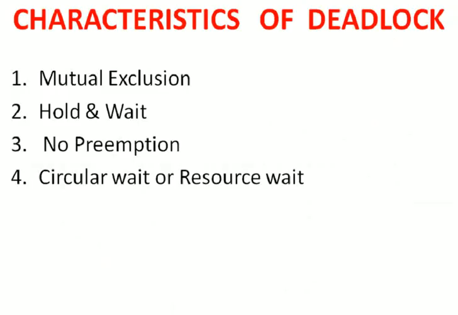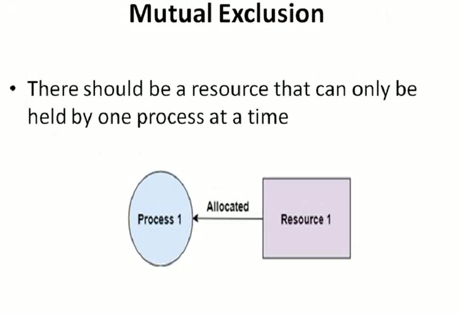Then the characteristics of deadlock. There are 4 characteristics. First one, mutual exclusion. What is mutual exclusion? There should be a resource that can only be held by one process at a time. See the picture, the process is allocated one resource at a time. That is mutual exclusion.